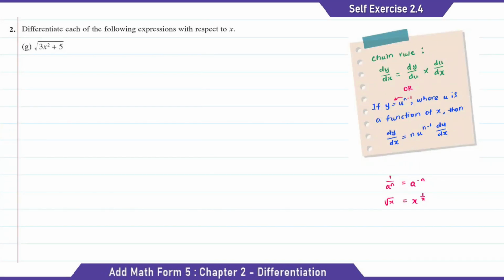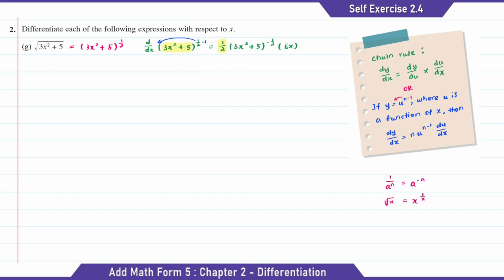Question G. Square root of 3x squared plus 5. So I can write this as bracket 3x squared plus 5 to the power of 1 over 2. So here we will get 1 over 2 bracket 3x squared plus 5 to the power of negative 1 over 2. Then differentiate the terms in the bracket, which is going to give you the answer of 6x.